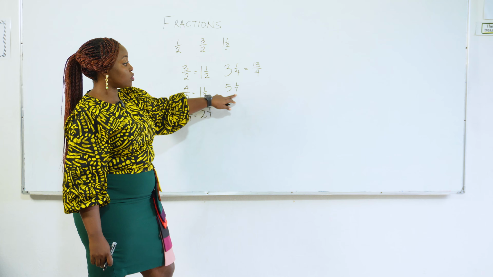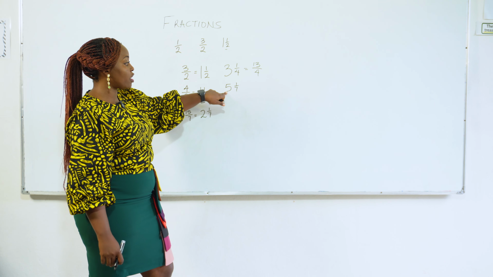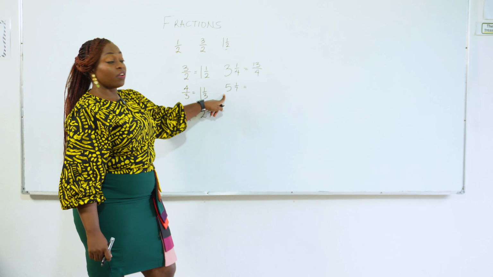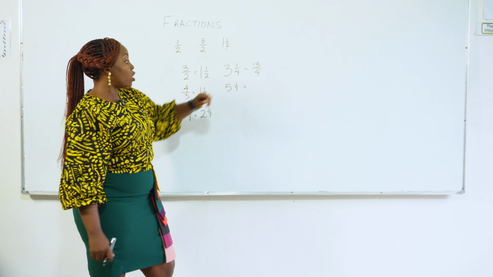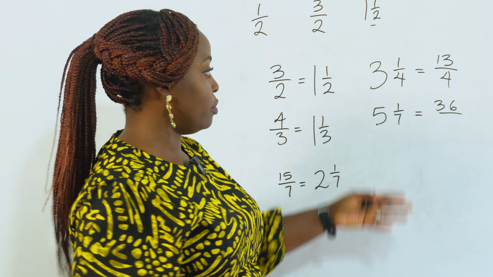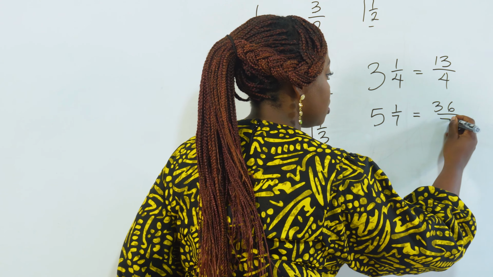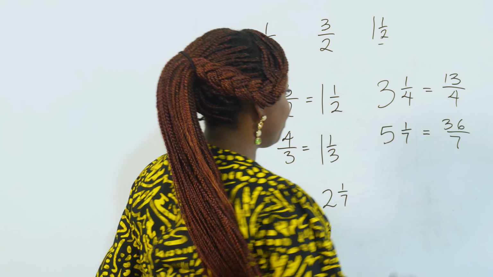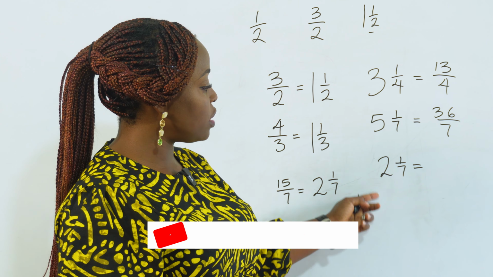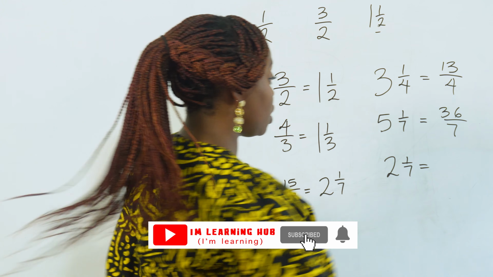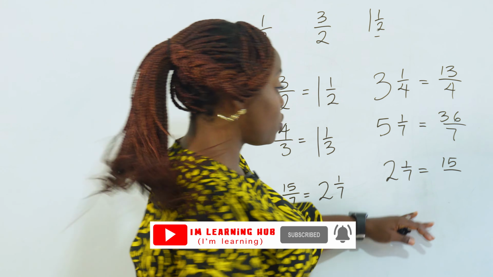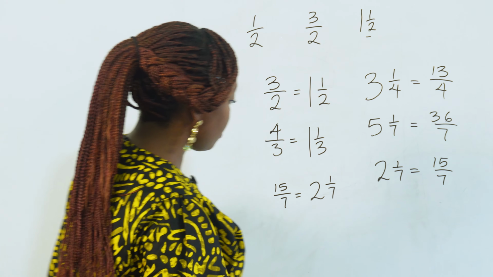Let's try another one. 5 and 1/7. So the whole number times the denominator. So 7 times 5 plus your numerator gives you a new numerator. So 7 times 5 is 35. 35 plus 1 is 36 over, exactly, the denominator doesn't change. It remains the same. I'll do one more. 2 and 1/7. Now, 7 times 2 is 14 plus 1 is 15. That is my new numerator. Over my denominator, which remains the same. It never changes, 7.